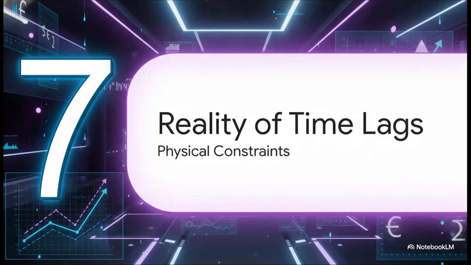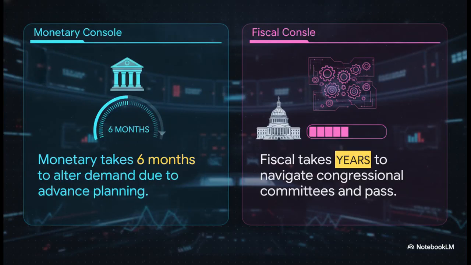Moving on to the reality of time lags. Let's step back and neutrally compare the real-world constraints of our two control systems here. The monetary console, operated by the central bank, is fast to activate but slow to actually take effect. Because firms and households make their spending plans far in advance, it takes about 6 months for a change in interest rates to noticeably alter aggregate demand. The fiscal console, on the other hand, takes years just to activate. It requires drafting proposals, navigating deeply divided congressional committees, and passing laws through both the House and the Senate.